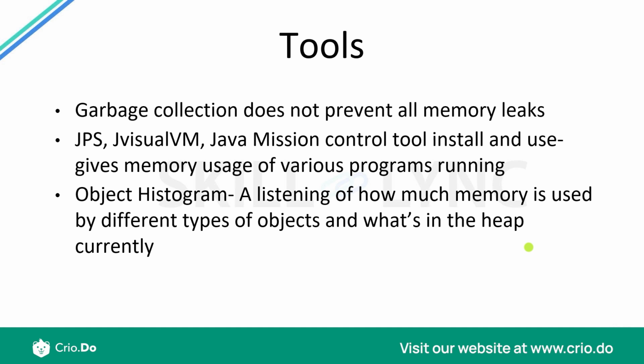And some of the tools, I would just name them for you. One of the tools is JPS, another is JVisualVM, or you could use the Java Mission Control tool. You could install these tools and use them, and they would give you the memory usage for various programs which are running. The image which you get is known as an object histogram, and that is basically a listing of how much memory you are using, all the different types of objects which are using your memory, and what is in the heap currently.